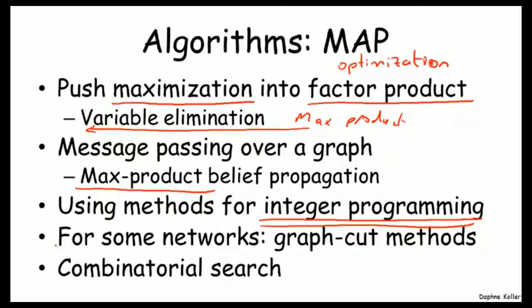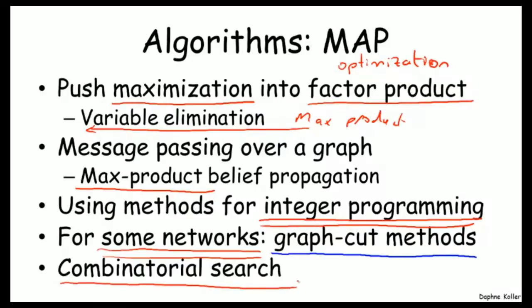It also turns out that for certain types of networks, some of which we'll discuss, there are specific algorithms that are very efficient for that particular class of graphical model. One of those, perhaps the most commonly used but not the only one, is methods based on a class of algorithms called graph cuts. And finally, because it's an optimization problem, one can also use standard search techniques over combinatorial search spaces, and there are problems for which this is also a very useful and successful solution.